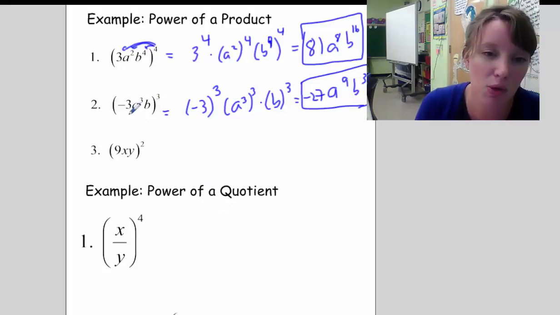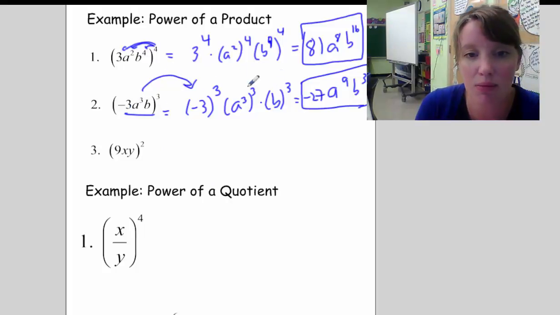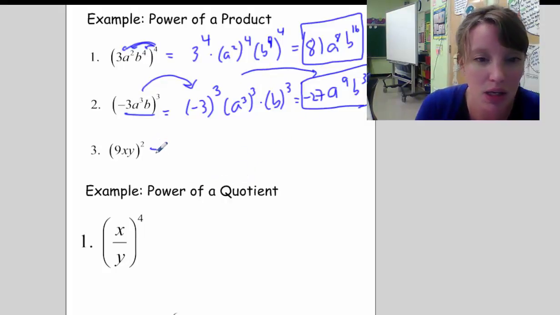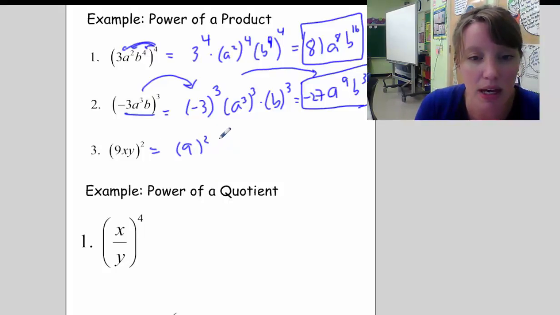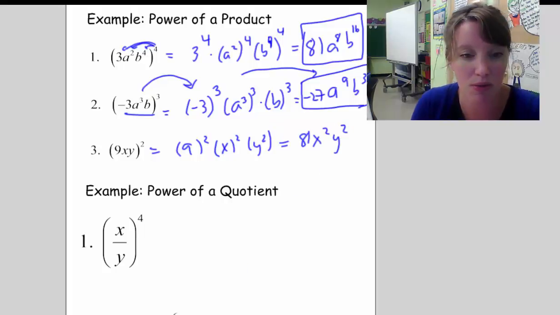So power of a product allowed us to make this step, and then the power of a power rule allowed us to rewrite the a as a to the 9th. Here we have 9 squared and x squared and y squared. So this just ends up being 81 x squared y squared.